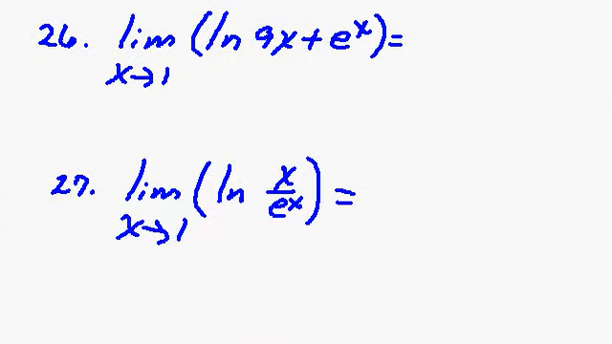So we do direct substitution here for number 26 again. We're just plugging 1 directly in for x, so we don't have to do anything special here. So I just plug 1 in. This just becomes the natural log of 9 plus e to the 1. And so we wouldn't really write e to the 1. We would just write e.